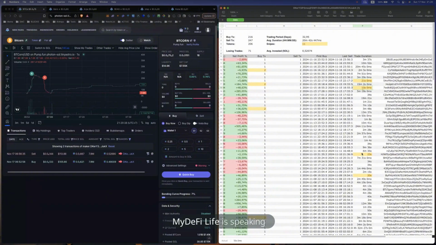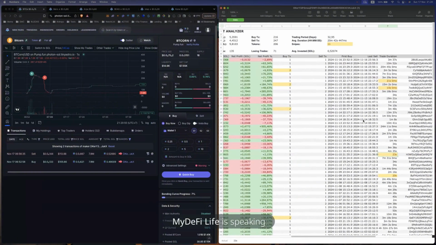If someone is sniping a lot of times, you can see some of these trades are pretty quick, and you can see some of these yellow highlighted areas here. That's good information. I can see that they're getting in and out of tokens quite fast, so that's a bit of a red flag.